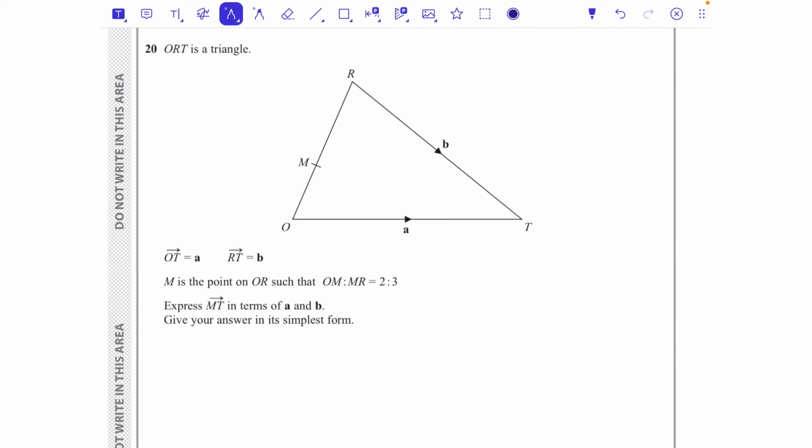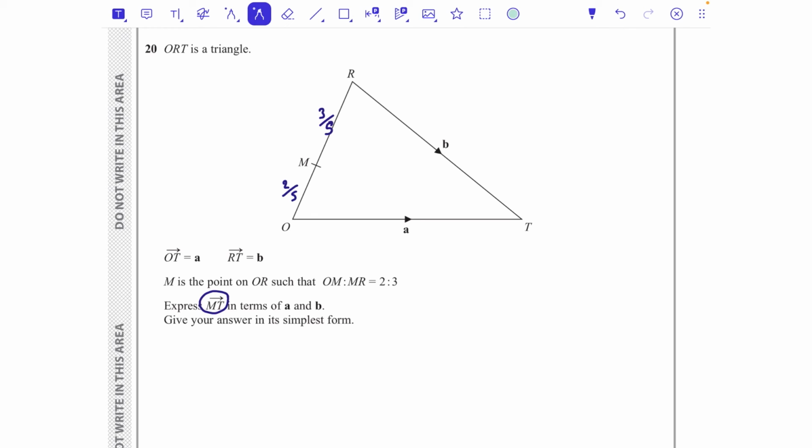Question number 20. ORT is a triangle. O to T is A, that's given there, and R to T is B. M is the point on OR such that O to M, M to R is in the ratio 2 to 3. So that's out of 5. So we know it's 2/5 and 3/5 of that line. Express M to T in terms of A and B. Give your answer in its simplest form.